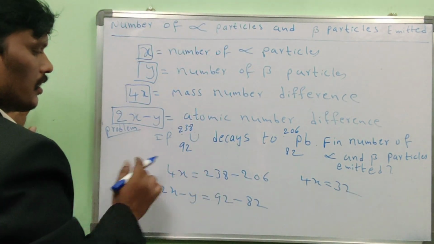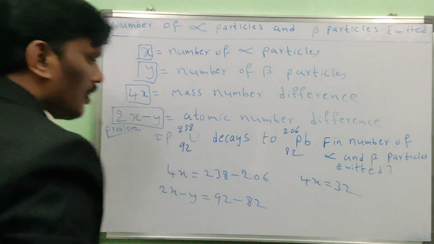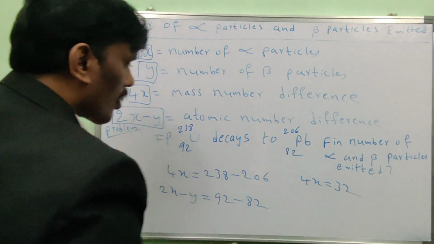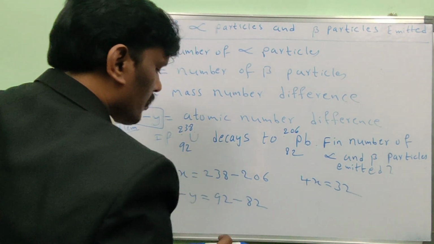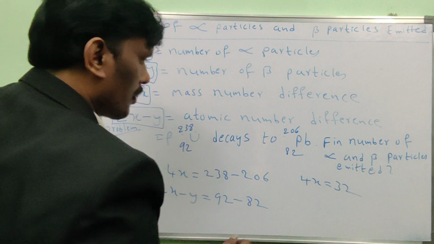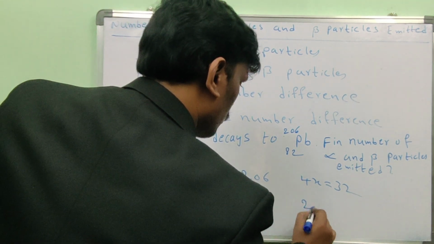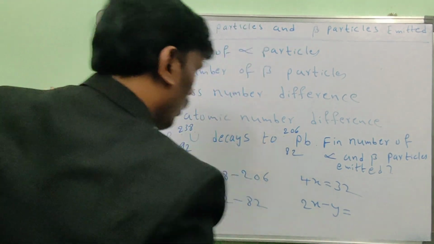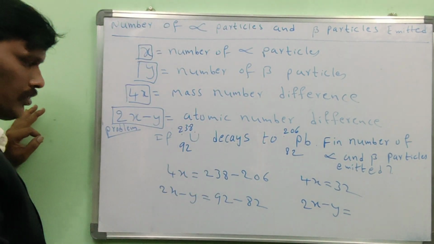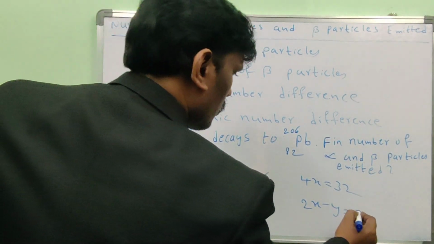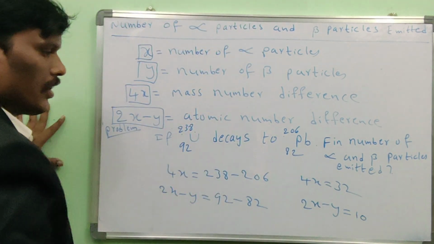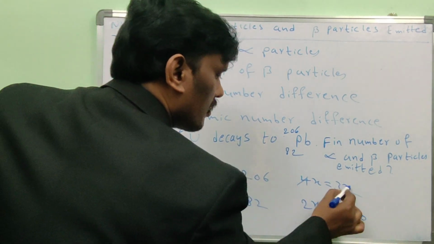238 minus 206. How much? 92 minus 82. That is 2x minus y. 92 minus 82 is 10. Right. Here the 4 gets cancelled, 8 times.